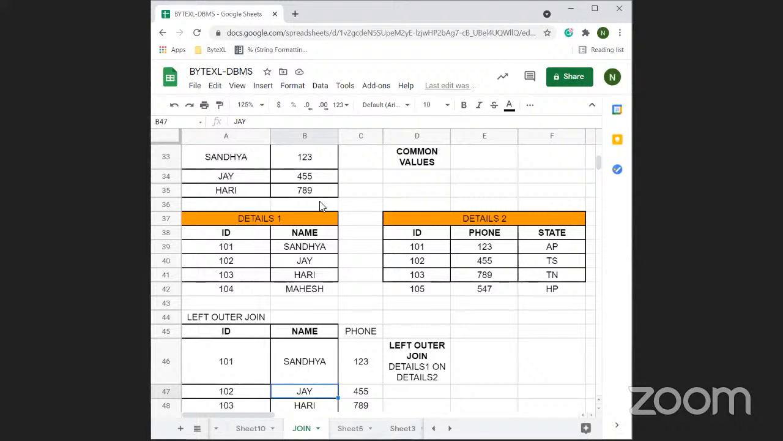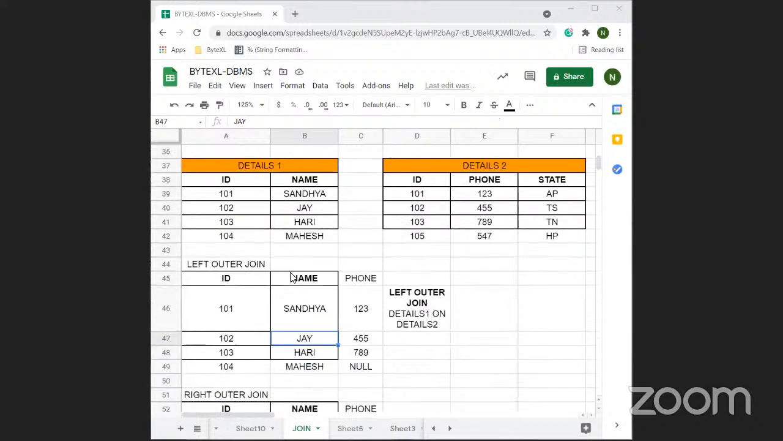Again, the process is same. What are the values that we have considered? Name and phone only. Therefore, ID is 101. The name will be taken, phone will be taken. But the thing is, as I told you, left outer join means all the values of left side table should be taken. Why? What difference does it make? You will see now.